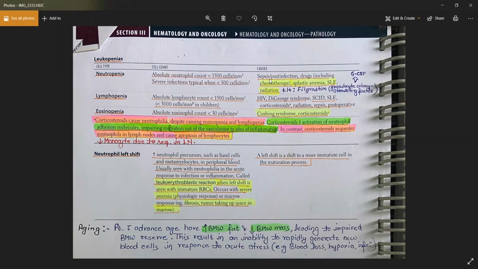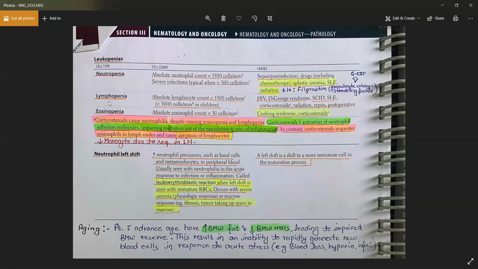Okay, other causes include sepsis. Okay, certain drugs like the chemotherapy we have discussed. In case of aplastic anemia, you will have the loss of lymphocytes, you will have the loss of neutrophils, macrophages, every other cell in the body. Okay, in case of SLE, in case of radiation, you can have the neutropenia. Okay, the treatment will involve giving the patient GCSF, which is granulocyte colony stimulating factor, right? Like the filgrastim.